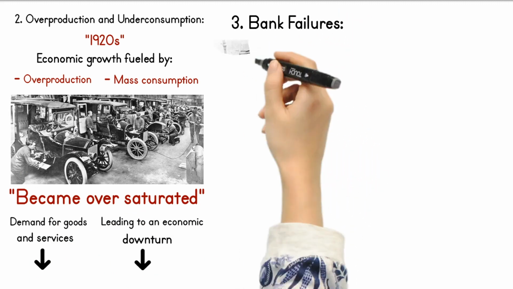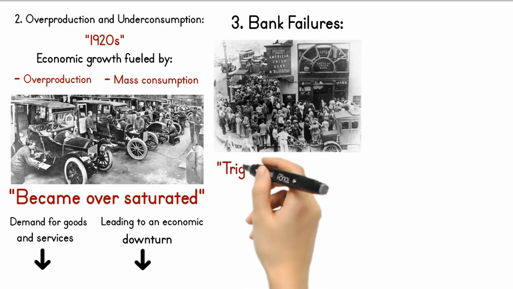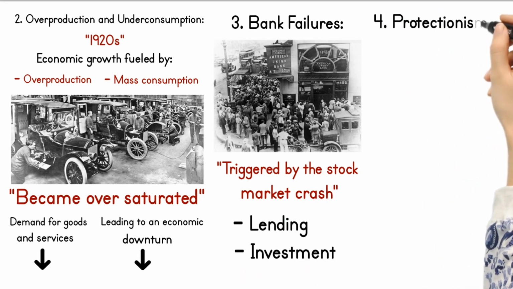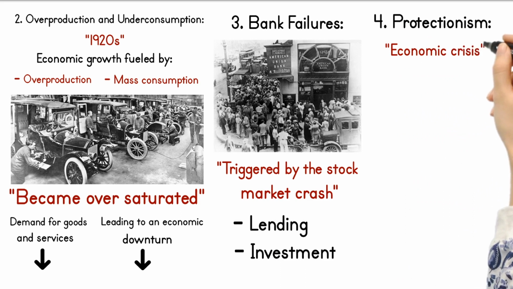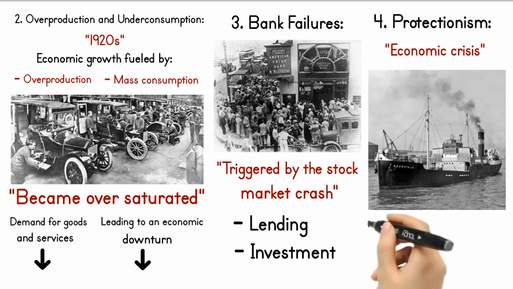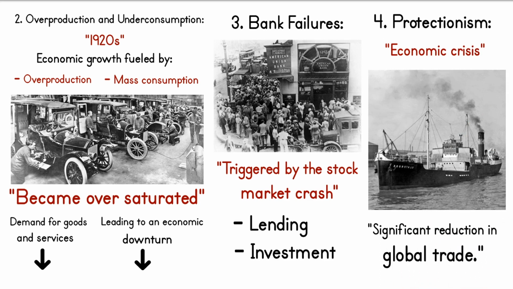Bank failures. The collapse of the banking system, triggered by the stock market crash, led to widespread bank failures, which in turn caused a significant reduction in lending and investment. Protectionism. In response to the economic crisis, many countries enacted protectionist trade policies, leading to a significant reduction in global trade and further exacerbating the economic downturn.